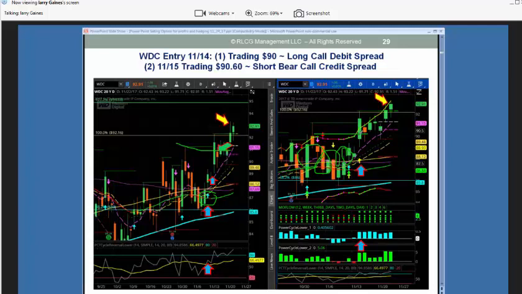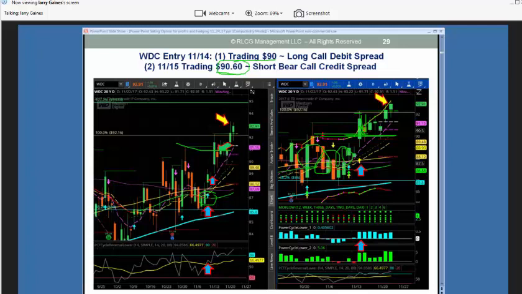So on the 14th, we went long and set up a call debit spread right here. The next day it popped straight up, looked fantastic, and then all of a sudden it stalled and came back down. So I just wanted to take off some of the risk to the downside. One day later, I sold the bear call credit spread against it, creating this condor structure. When the trade was set up on the 14th, it was trading around 90, and the next day it came down and was trading about 90.60. So we set up a condor spread on that.